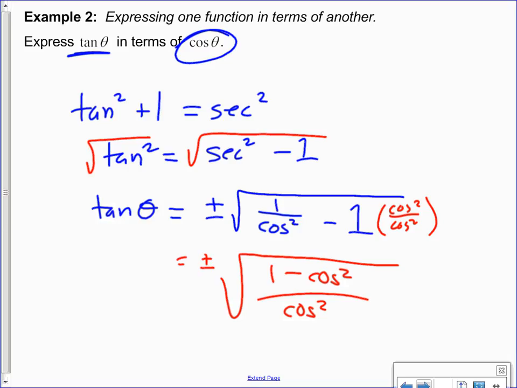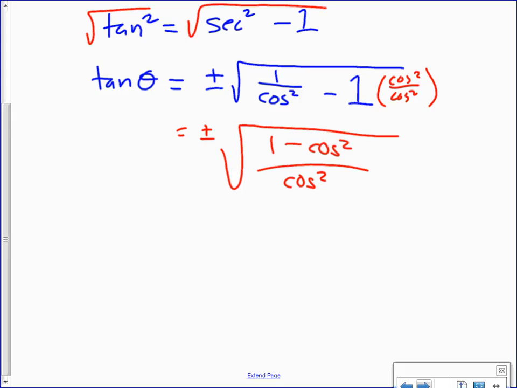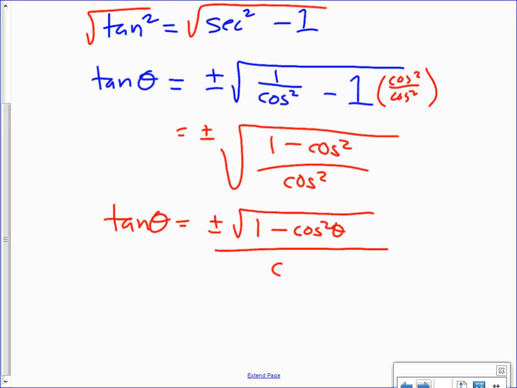Not yet. Don't like fractions in a radical. What can I take the square root of? The cosine at the bottom. So, final answer, all in terms of cosine: it's plus or minus the square root of 1 minus cosine squared theta all over cosine theta.